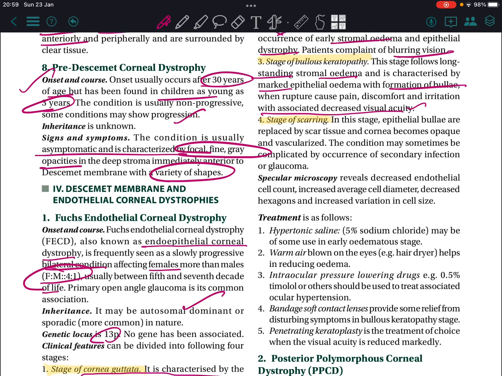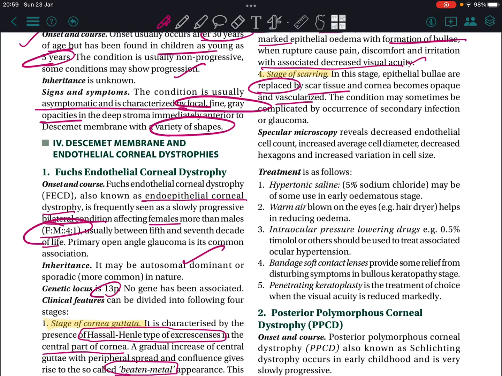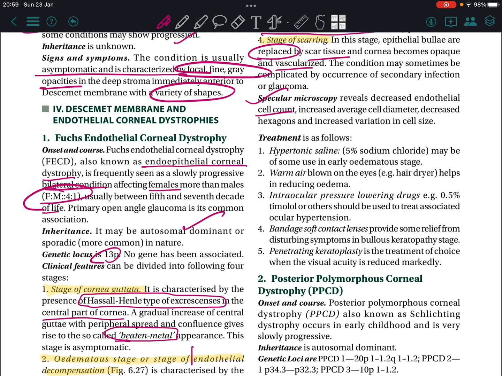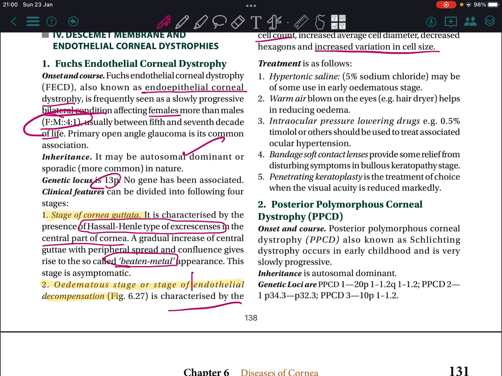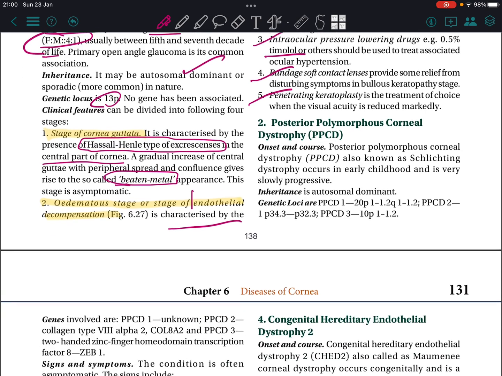Stage of scarring: in this stage, epithelial bullae are replaced by scar tissue and the cornea becomes opaque and vascularized. This condition may sometimes be complicated by secondary infection or glaucoma. Specular microscopy reveals decreased endothelial cell count, increased average cell diameter, decreased hexagons, and increased variation in cell size. Treatment: hypertonic saline, warm air blown in the eyes with a hair dryer to reduce edema, intraocular pressure lowering agents such as timolol, bandage soft contact lens, and penetrating keratoplasty.